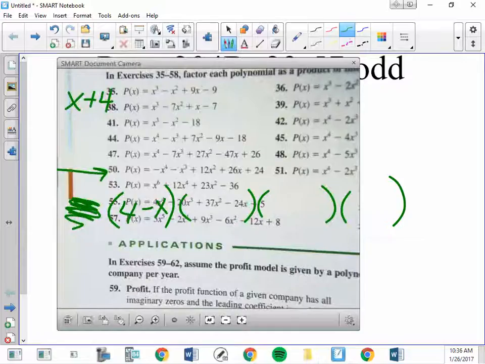Is it a bad idea to graph the polynomials to make your guesses look better? No, not a bad idea. Not a bad idea at all. Will that tell you all the answers? It will only tell you the rational answers, because if the answers have square roots in them, then you get a decimal that doesn't make sense. If the answers are imaginary, they won't even show up. Okay?